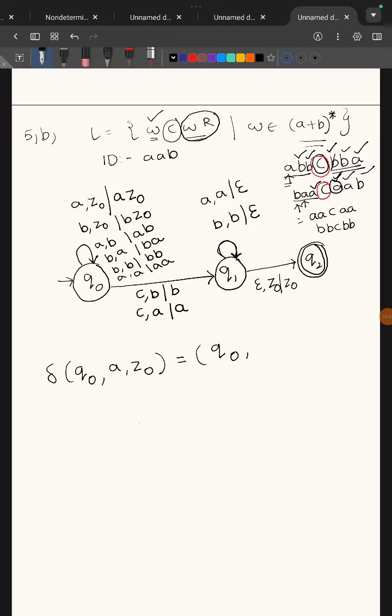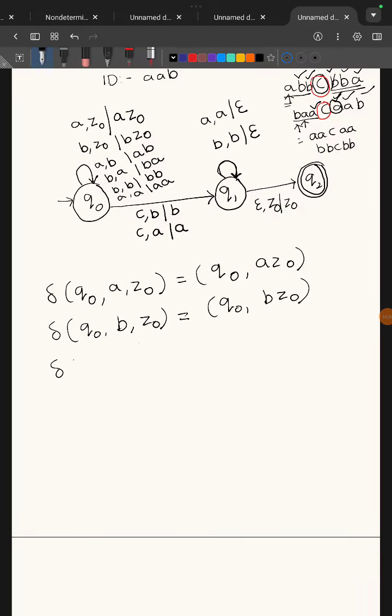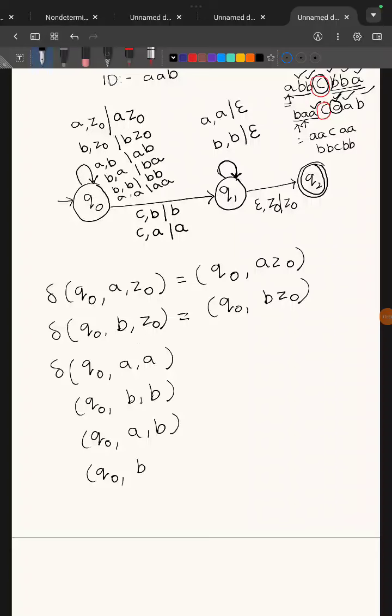We are doing the push operation. So it will become A Z0. Similarly, in the Q0 state, if B is the input symbol and top of the stack is Z0, what will we do? We will just push the B inside my stack, right? Then for all the combinations like A comma A, B comma B, then A comma B, then B comma A.